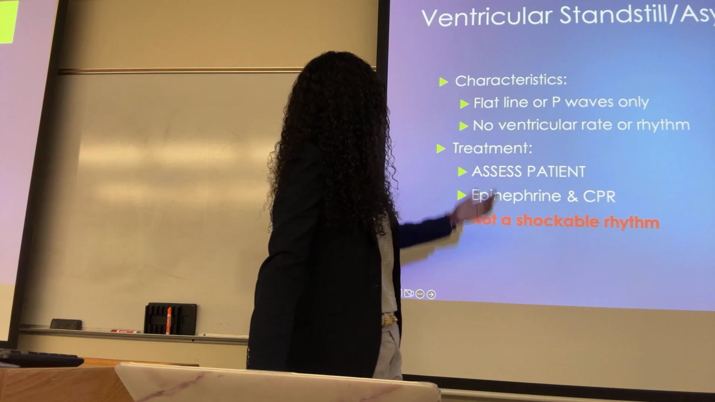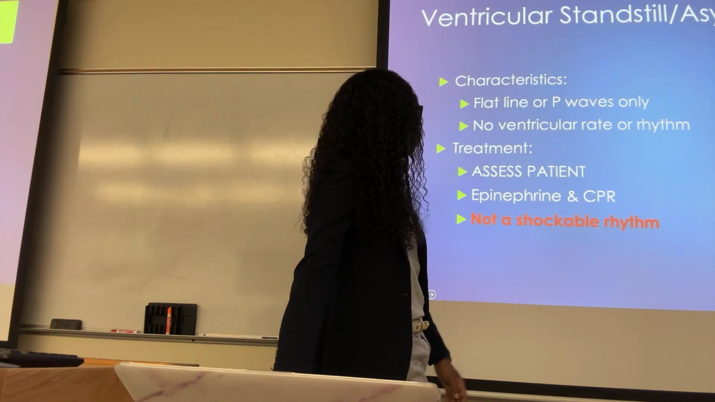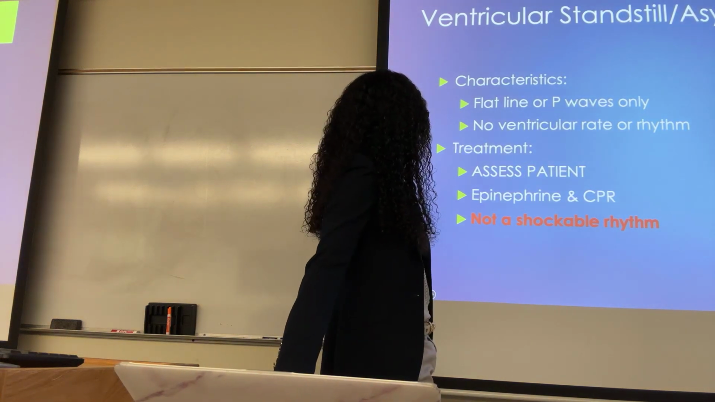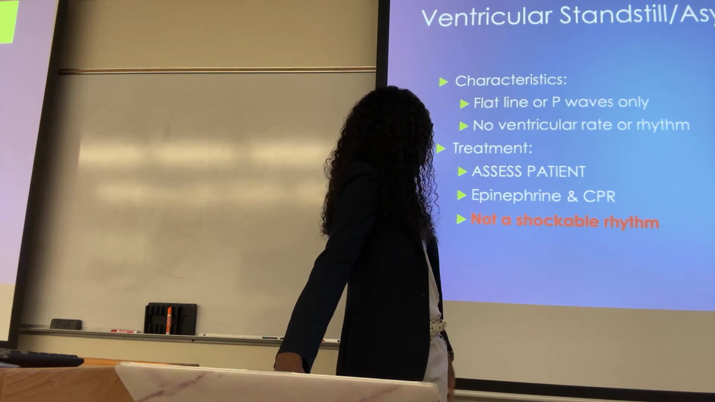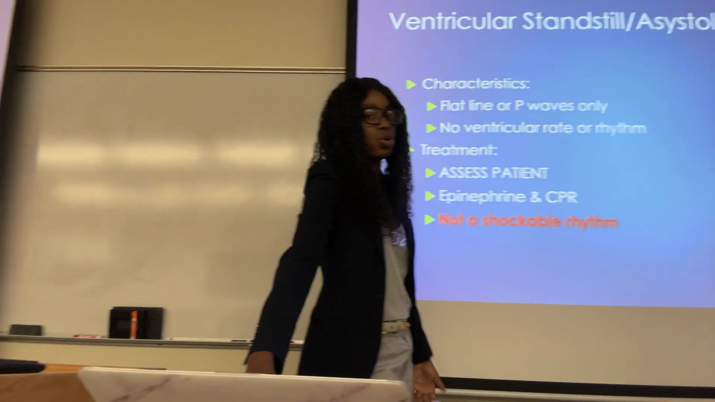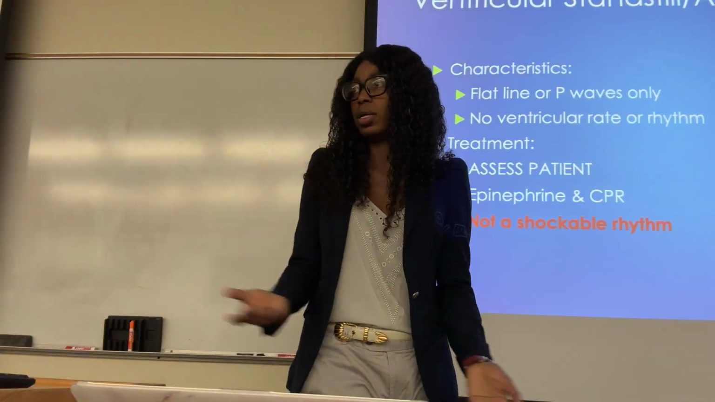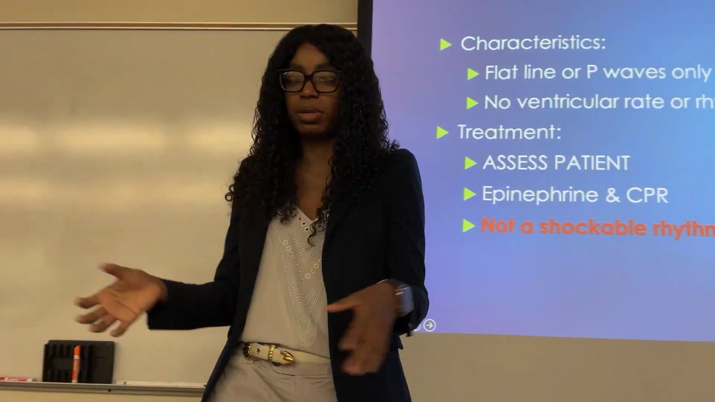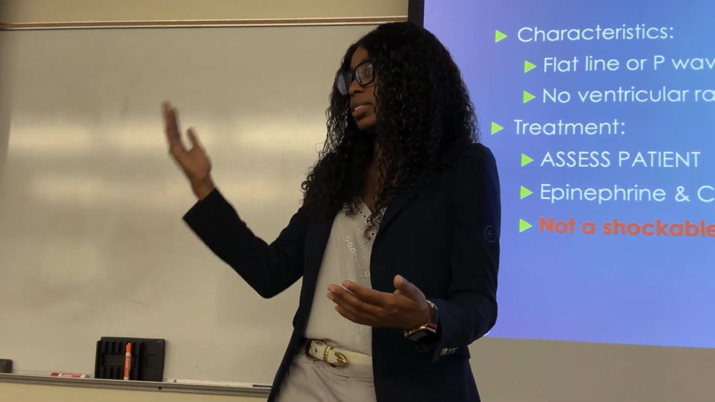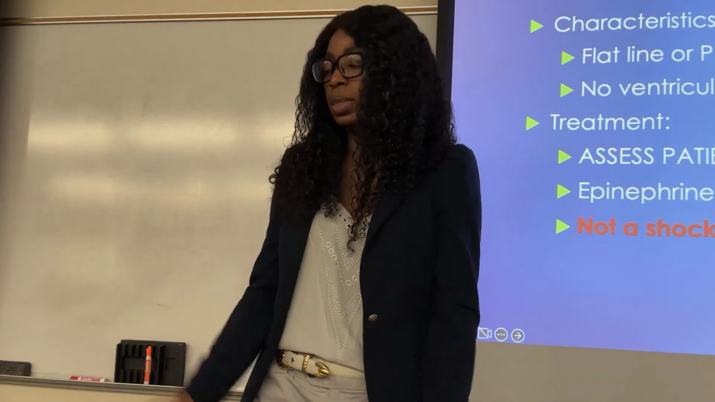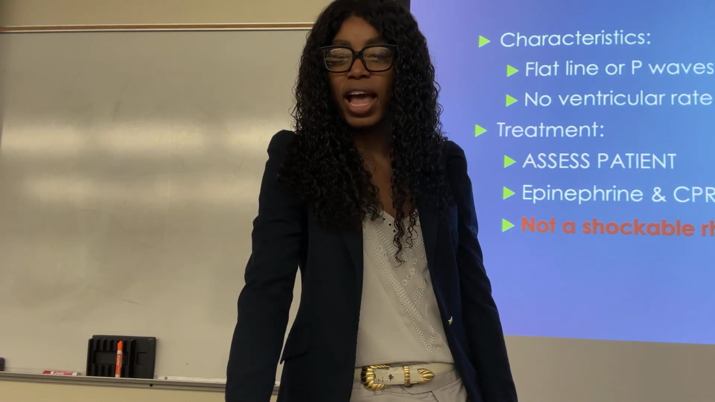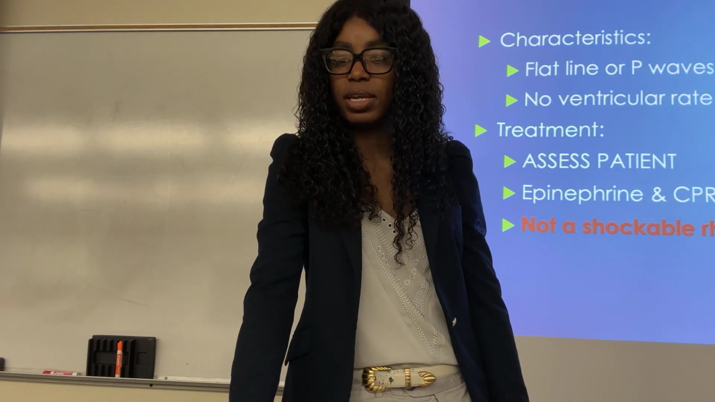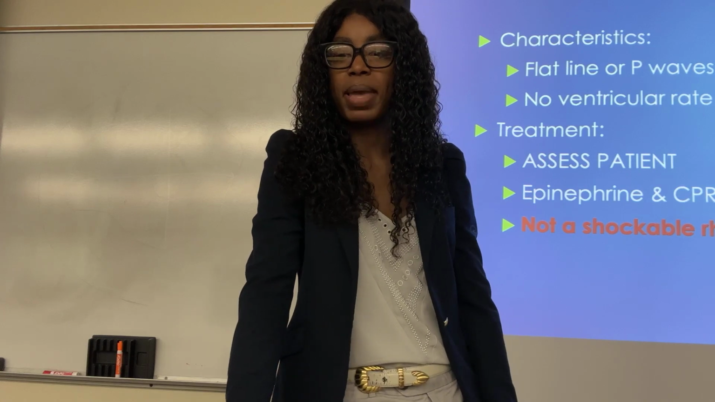What do we know? The characteristics: it's a flat line or P waves only, no ventricular rate or rhythm. What is our treatment? We assess the patient, we give them atropine or CPR. It's not a shockable rhythm. So the defibrillator is going to just scan and scan and scan, and it's not going to find anywhere to shock. Okay, so flat line on strip, no electrical activity, pacemaker spikes may be noted.